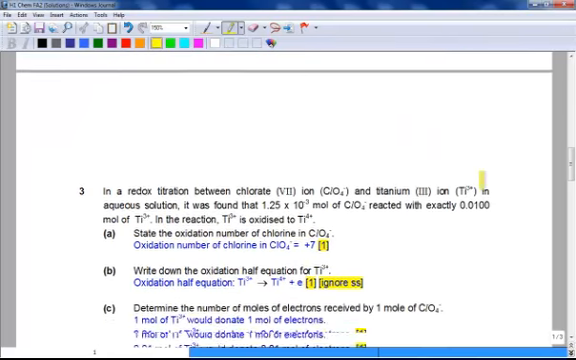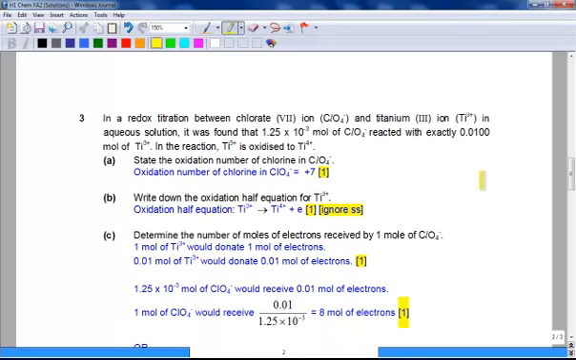Okay, question 3a, I think nobody has any problem. State the oxidation number. All of you managed to get +7. All of you also managed to get the oxidation half equation for Ti3+, because the question already mentioned to you that it is oxidized to Ti4+. So nobody has any issues with the oxidation half equation, which is good. Then part C asks you to determine the number of moles of electrons received by 1 mole of ClO4-.